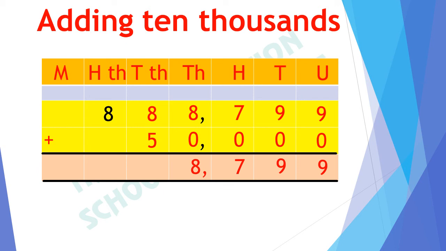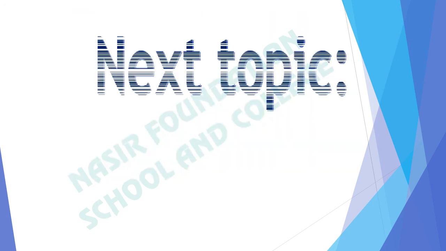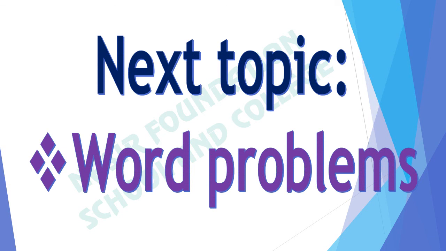Now we will move towards 10,000s column. We have to add 8 and 5. In 8, if we add 5, what number we will get? We get 13. We write 3 in 10,000s column and we will carry forward 1 to 100,000s. Now we will add 100,000s column. In 100,000 we will add 8 and we get 9. If we add 50,000 more people, then the total population will be 938,799. In this video we have discussed addition and subtraction word problems.